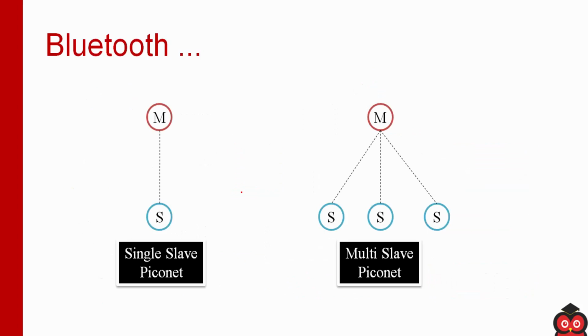Now Piconets. There are two types of Piconets. One is the single slave Piconet. You can see here there is only one slave and one master, so this is a one-to-one connection. And this is a one-to-many connection, where you have slave 1, slave 2 and slave 3. This is the multi-slave Piconet. It is straightforward.